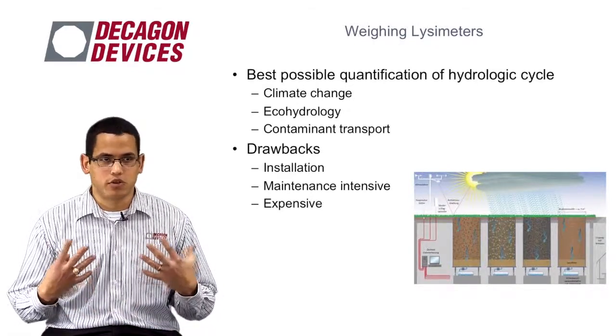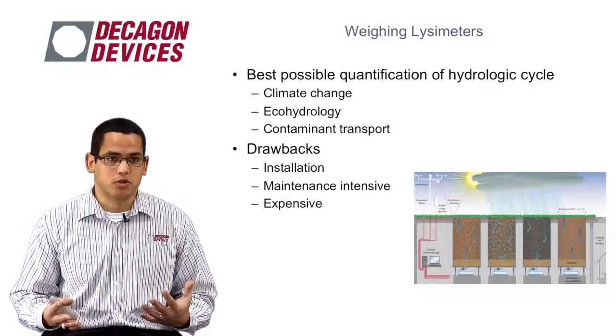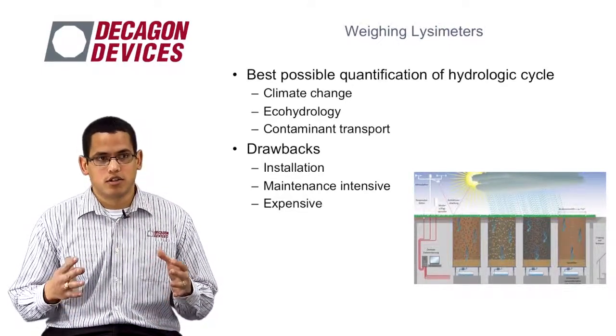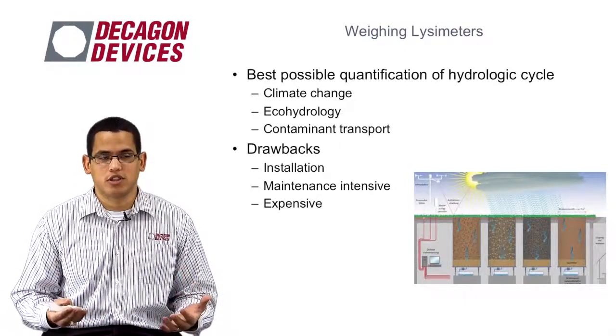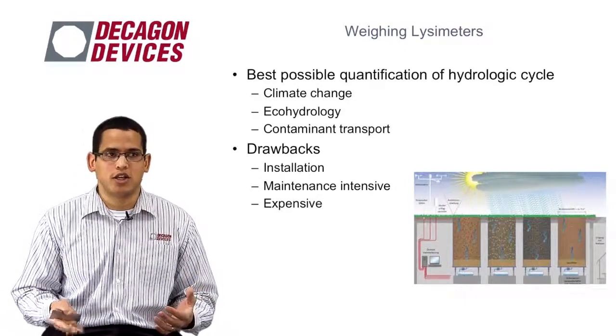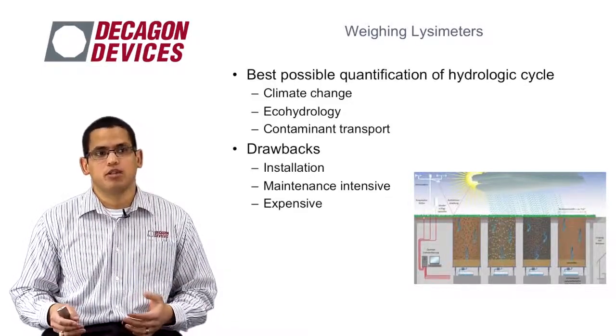It's a great tool for ecohydrology and for understanding contaminant transport, because you can use these to quantify the hydrologic cycle along with putting samplers within different points in the lysimeter and really get an understanding of how contaminants are changing as they move through the soil and at what rate they're moving through the soil.